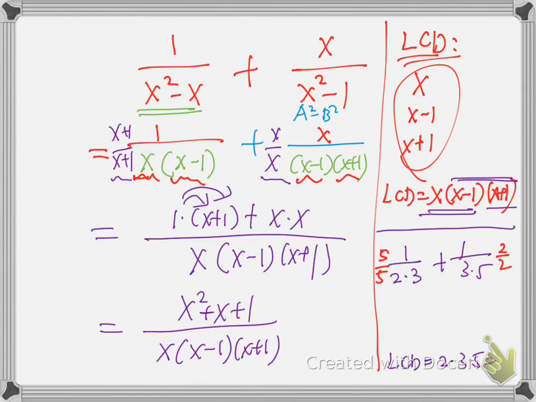Okay, so change to common denominator 2, 3, 5, and then this is 5, this is 2, so 5 plus 2. Okay, then we got 7 over 30. It's the same idea.